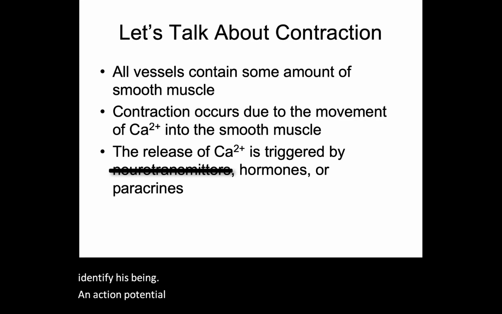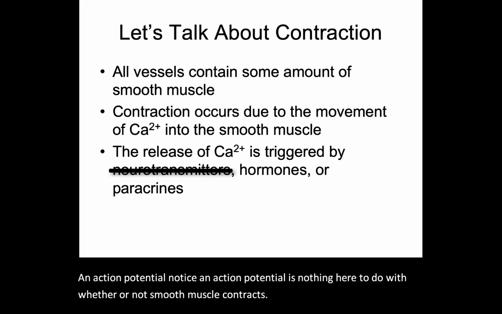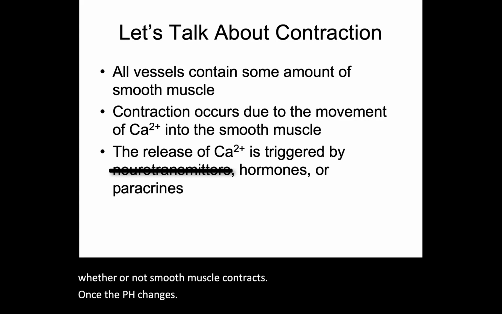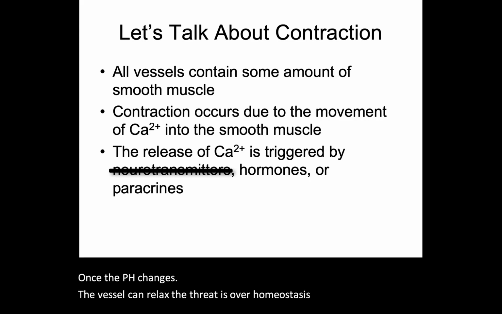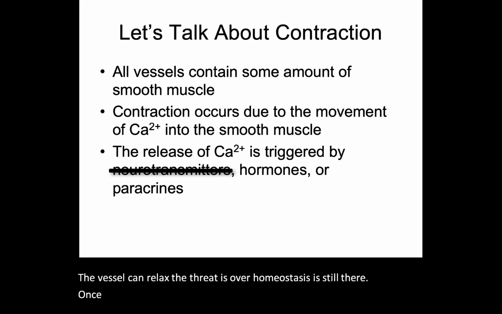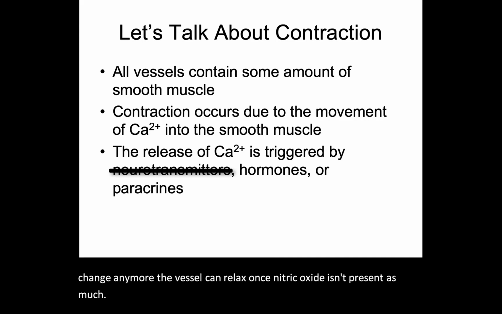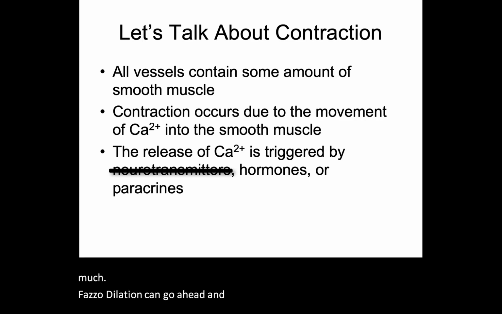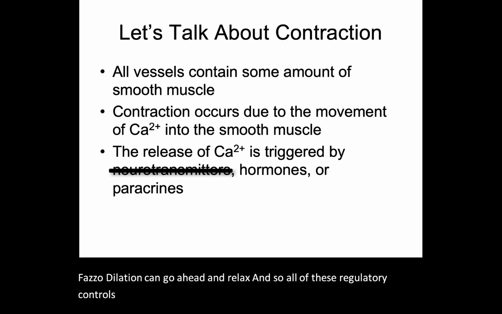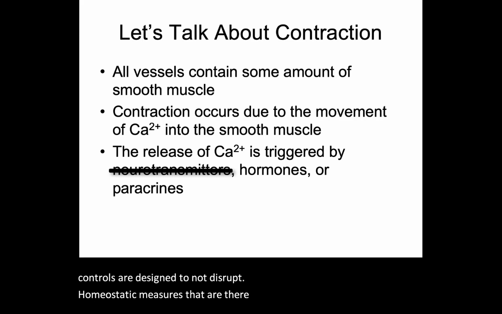Notice, an action potential has nothing here to do with whether or not smooth muscle contracts. Once the pH changes, the vessel can relax. The threat is over. Homeostasis is still there. Once the blood volume decreases, the stretch receptors don't detect that change anymore. The vessel can relax. Once nitric oxide isn't present as much, vasodilation can go ahead and relax. And so all of these regulatory controls are designed to not disrupt homeostatic measures that are there to maintain blood pressure.